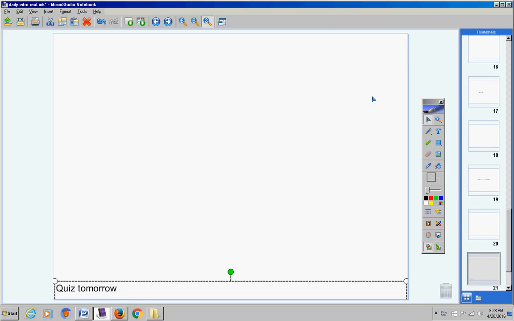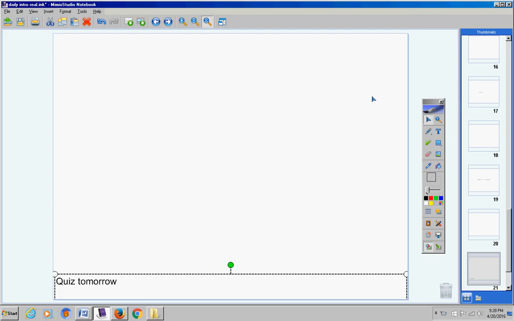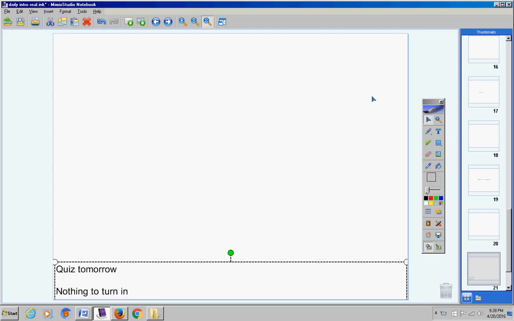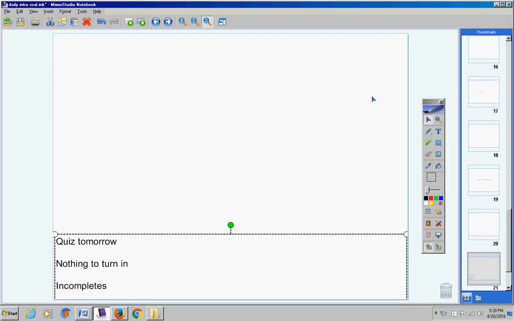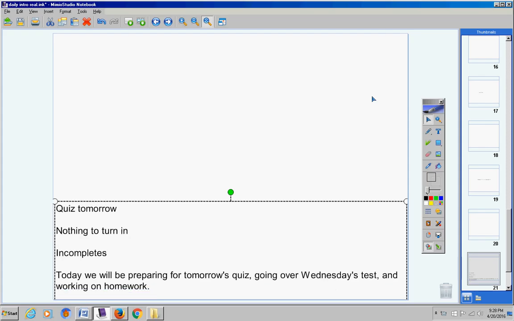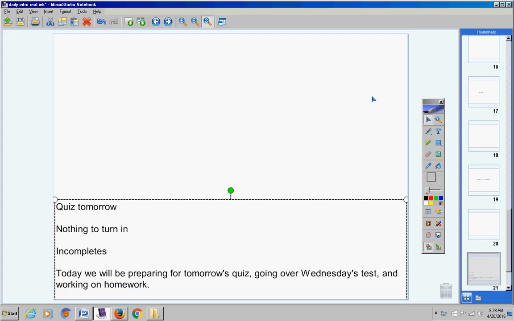There will be a quiz tomorrow, so I will give you details on that quiz in a couple minutes. You have nothing to turn in. There was no homework given to you yesterday. Incomplete, you have none. Today we will be preparing for tomorrow's quiz, going over Wednesday's test, and working on homework.